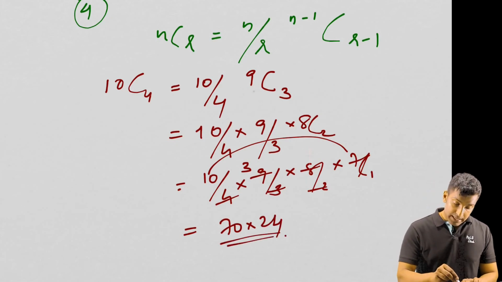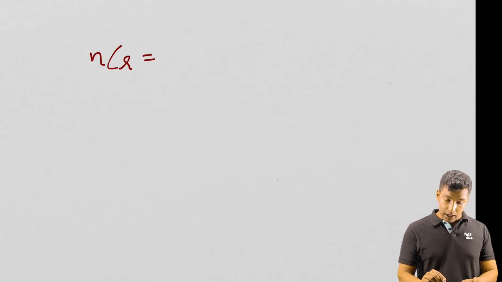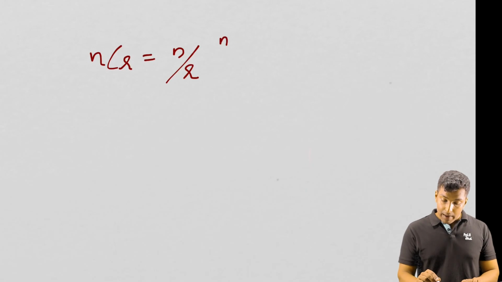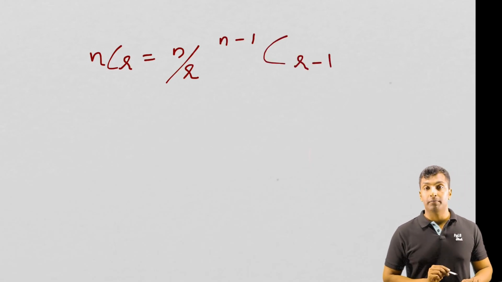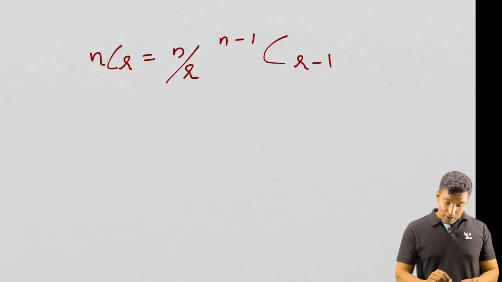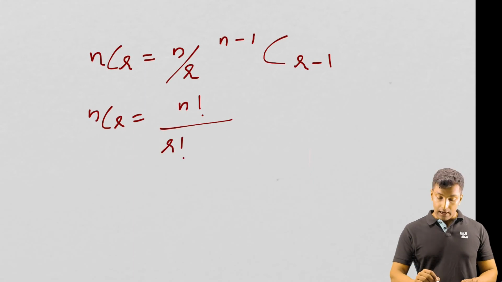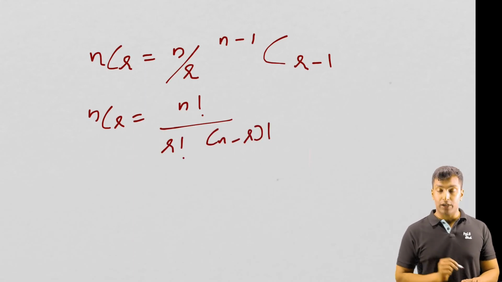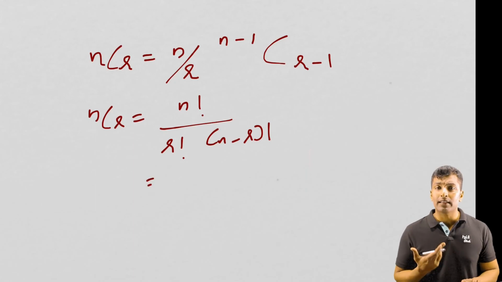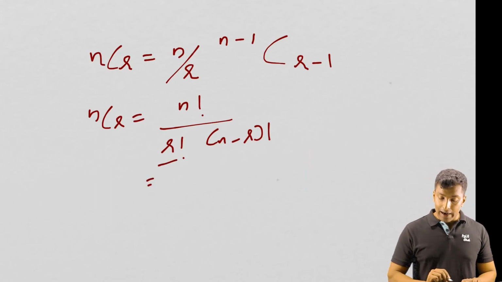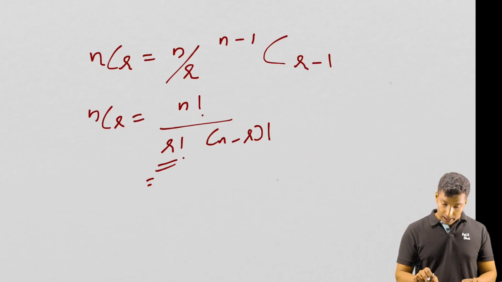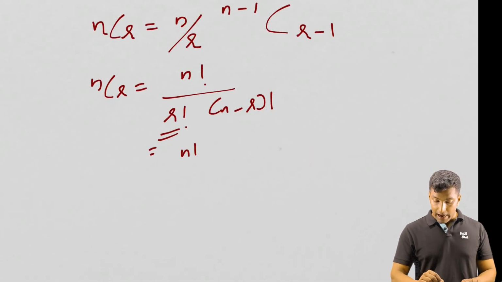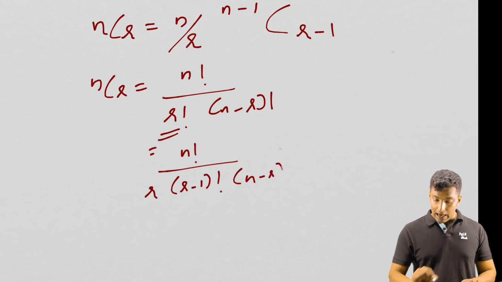Now how will you proceed, or what is the proof of it? Let's go for the proof of it. What is given? nCr is equal to n divided by r and (n minus 1)C(r minus 1). So let's take the LHS. We know nCr is equal to n factorial divided by r factorial into (n minus r) factorial. Now you apply the concept of deduction, so you can write r factorial as r into (r minus 1) factorial. It will become n factorial divided by r into (r minus 1) factorial into (n minus r) factorial.